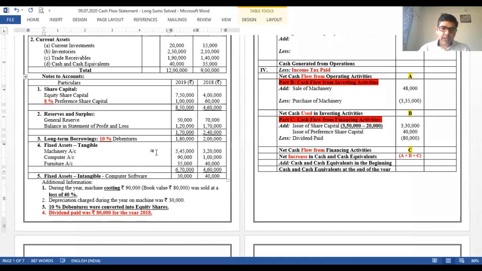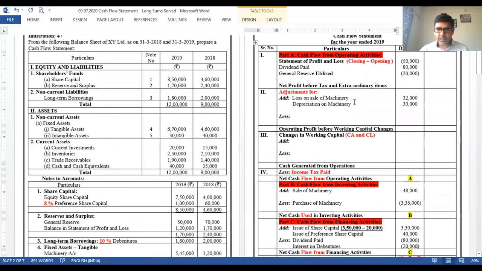Because the date of redemption is not known, the date of conversion is not known, by default we assume it to be the last date of the year, right? So that's why opening balance. So 2 lakh ka 10% is 20,000. Let me put it over here. Financing, interest on debentures, amount will be 20,000, 2 lakh ka 10%. Now interest on debentures is an expense. Being an expense, it has to be added over here. Let me put it in adjustment part. Interest on debentures 20,000. Okay.